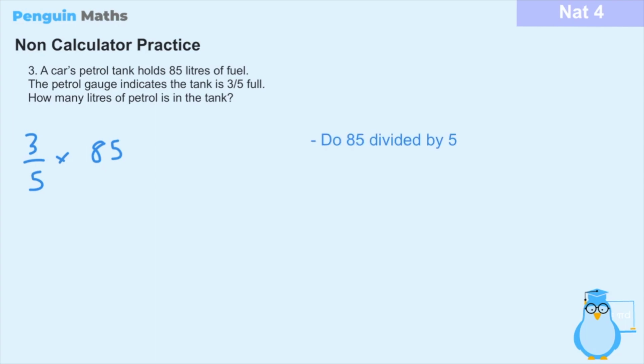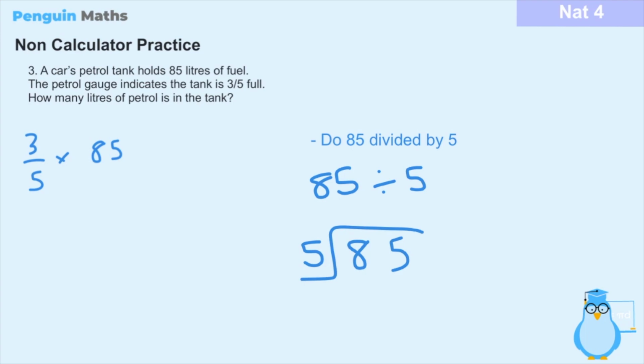So step 1, we want to do 85 divided by 5, which is the bottom number. And then to do that as a sum, we have, well, 5 goes into 8 once, and we have 3 left over. And 5 goes into 35 7 times, because 5 times 7 is 35. So that means that 85 divided by 5 gives us 17.